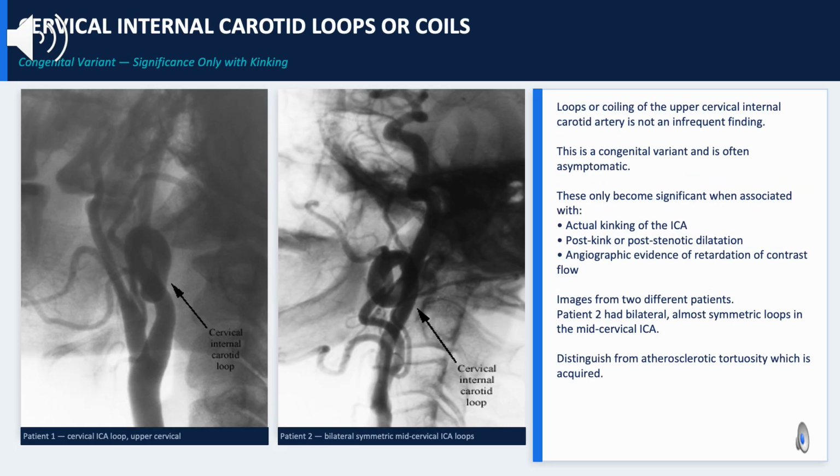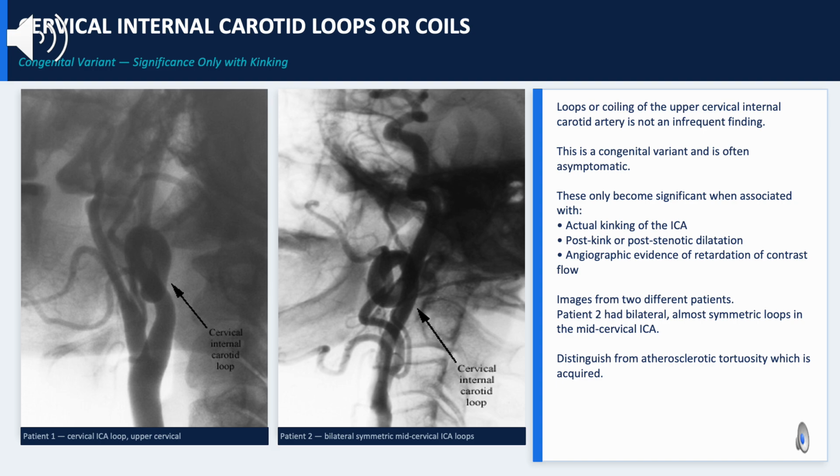Cervical ICA loops and coils are among the most commonly encountered variants in routine angiographic practice and also among the most commonly mismanaged. The key teaching point is the distinction between coiling, which is a harmless congenital variant, and kinking, which can cause hemodynamically significant ICA stenosis. The criteria for hemodynamic significance are strict: actual kinking of the vessel with angulation greater than 90 degrees, post-kink or post-stenotic dilation confirming turbulent flow, and angiographic evidence of retardation of contrast flow through the coil. Without all three criteria, the coil is incidental and should not prompt intervention.